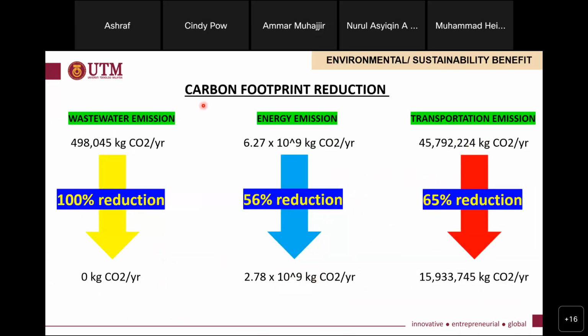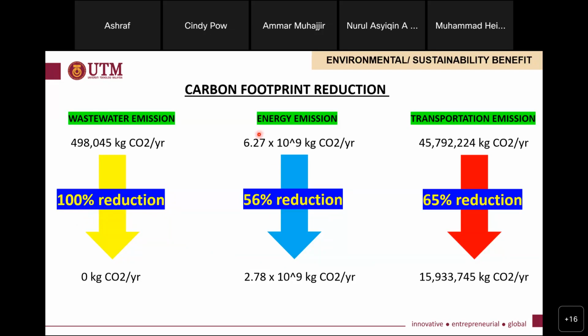The second one is carbon footprint reduction. For this part, there are three parts, which are wastewater emission, energy emission, and transportation emission. For wastewater emission, we obtain a 100% reduction. This is because the wastewater that we treated will be given to Team 17 as their raw material, meaning that no treated wastewater is discharged to the environment.